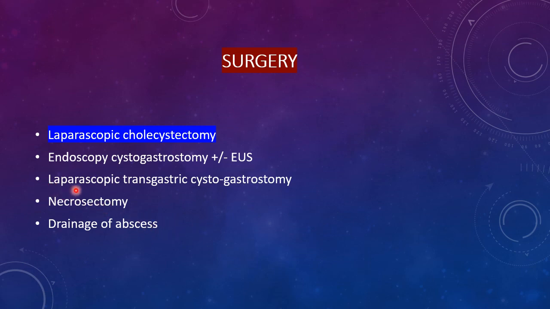The other method is to do a laparoscopic transgastric cystogastrostomy. So as I said, it can be done either endoscopically or laparoscopically. Necrosectomy is for massive necrosis of the pancreas and peripancreatic tissues. This can be done by open method, but nowadays it's becoming more popular doing the laparoscopic method. And of course, if it's abscess formation, drainage of the abscess must be done.